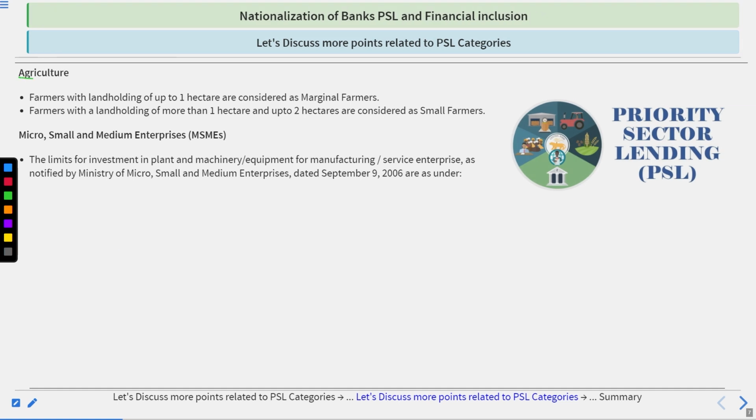After this, now let's have a talk on agriculture. Farmers with land holding up to 1 hectare are considered marginal farmers, so that is why they are part of PSL, priority sector lending. Farmers with land holding of more than 1 hectare and up to 2 hectares are considered small farmers under the PSL. So, land holding up to 1 hectare only, marginal farmers; 1 hectare up to 2 hectares, small farmers.